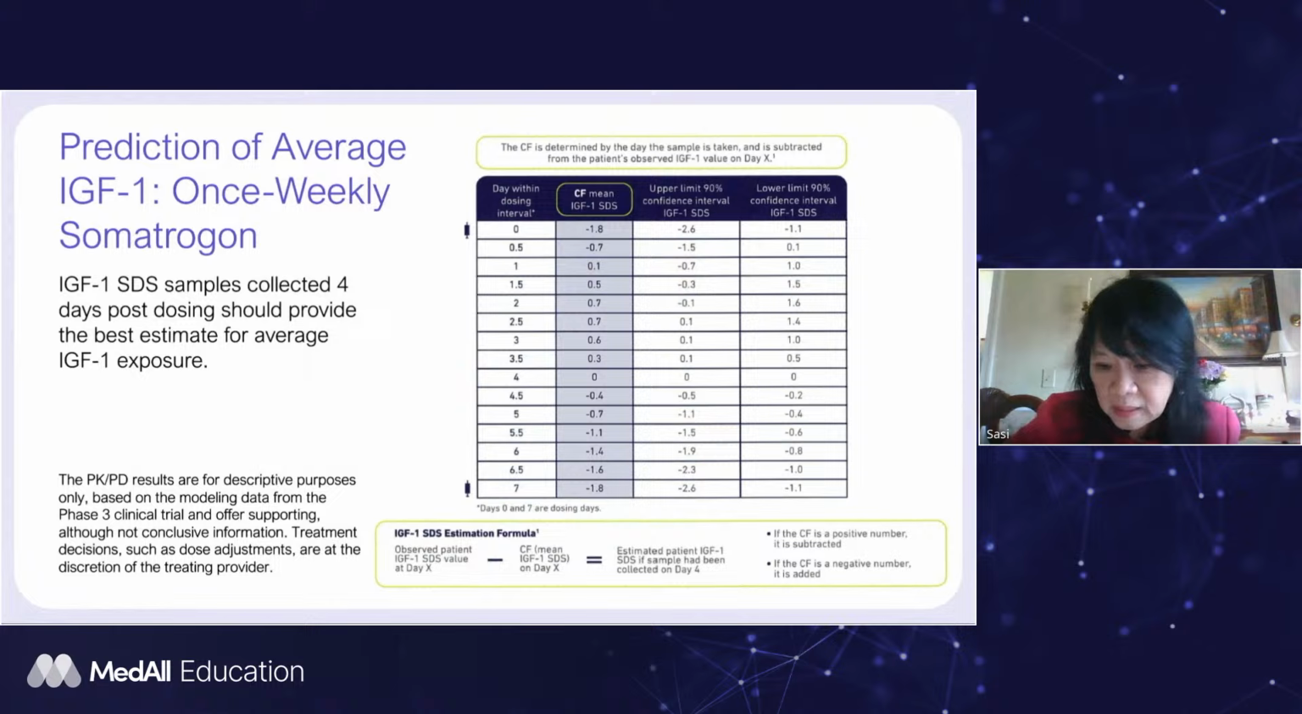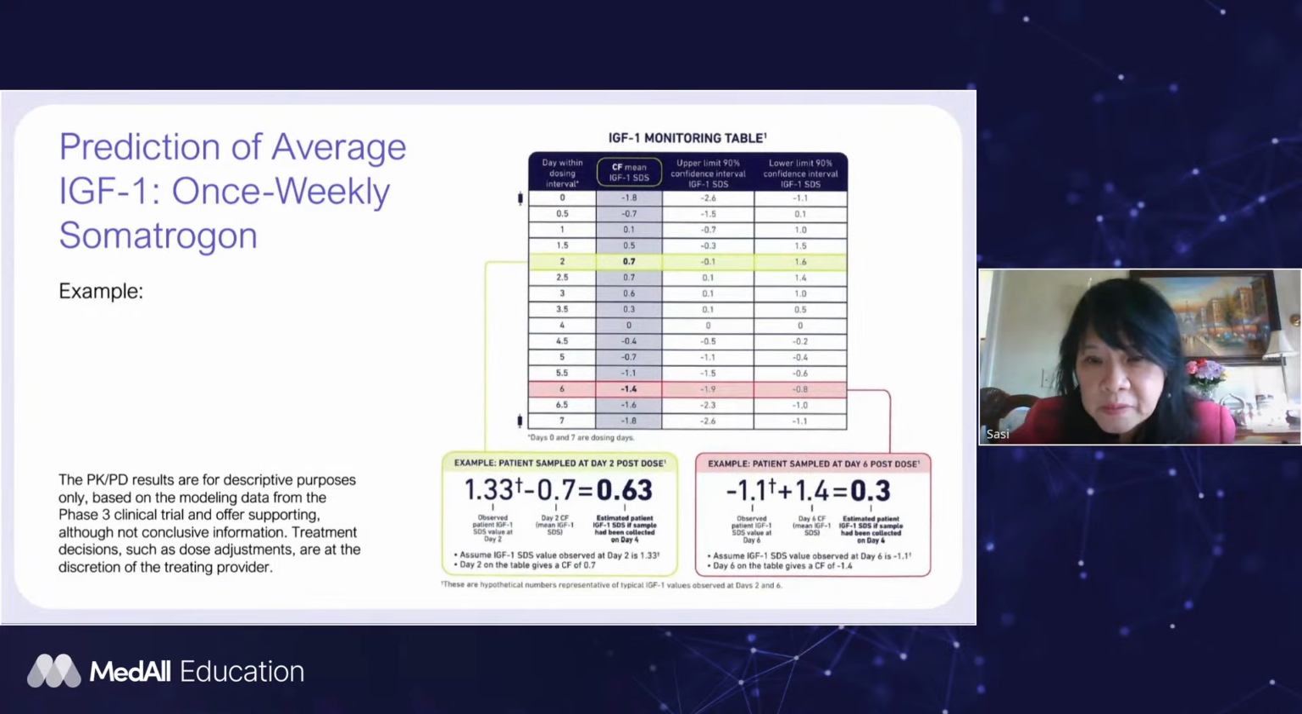it's added to the measured IGF-1 level. And this is an example that you can see: IGF-1 is drawn on day 2, and so we need to subtract 0.7. So this is the SDS number, and subtract 0.7, then you get 0.63, which is normal. So that will give you a normal IGF-1 SDS. And if you draw on day 6, then you subtract negative 1.4, so that will change to addition. So the math is plus 1.4 here.